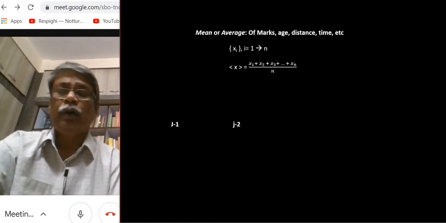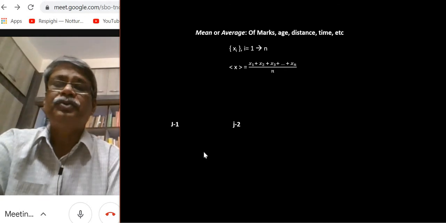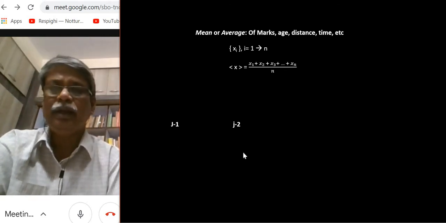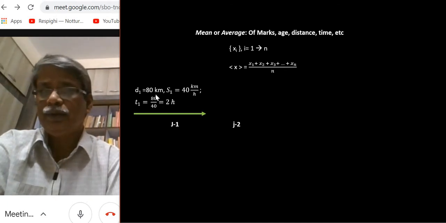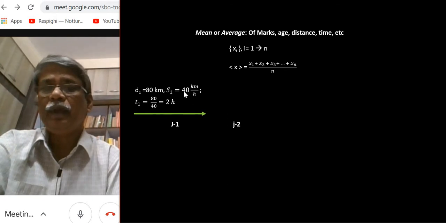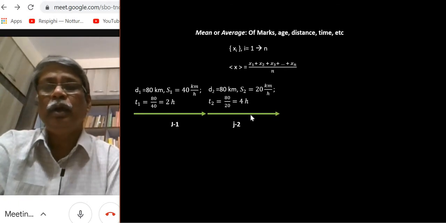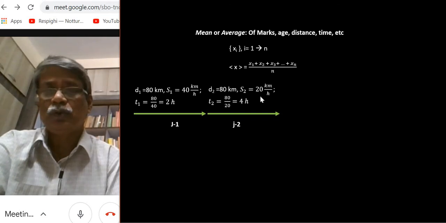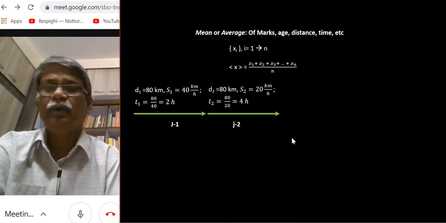Now talking about distance. Suppose you are on a two-phase journey, J1 and J2. In the first phase, you travel 80 kilometers, D1 is 80 kilometers, and you took 2 hours, that means a speed of 40, 80 by 2. And in the second phase of the journey, naturally you are a bit tired, but you have to travel 80 kilometers again. This time your speed is much slower, 20 kilometers per hour, and naturally you will take more time, 4 hours, 80 by 20.